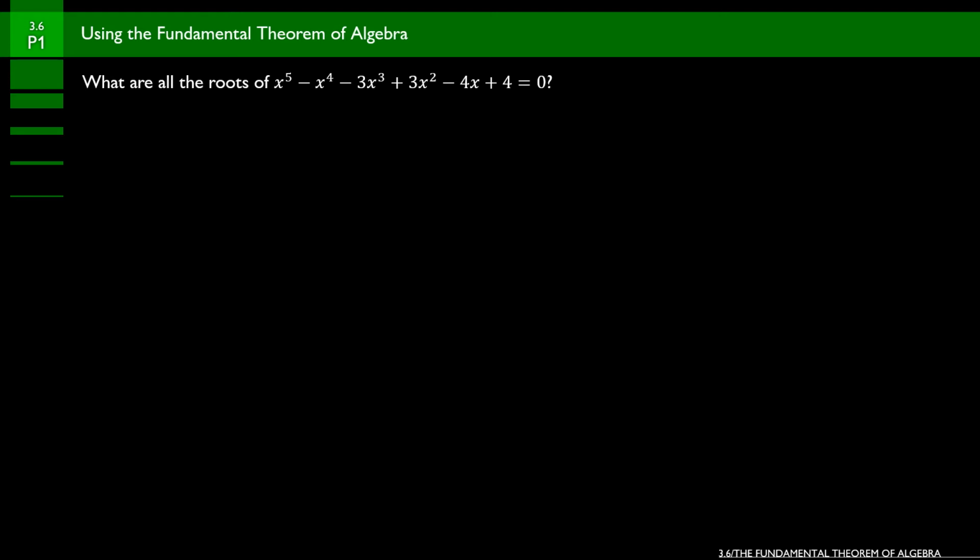The number of roots that we have is 5. That's the fundamental theorem of algebra. The number of roots, or the number of solutions, is always going to match the lead exponent. So in this case, the lead exponent is x to the 5th, so we know that we've got 5 x's. We know that we've got 5 solutions.